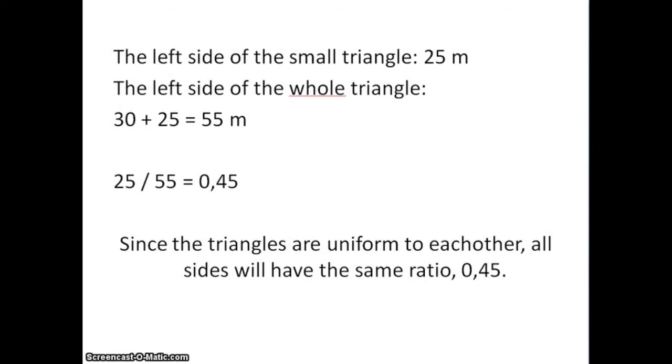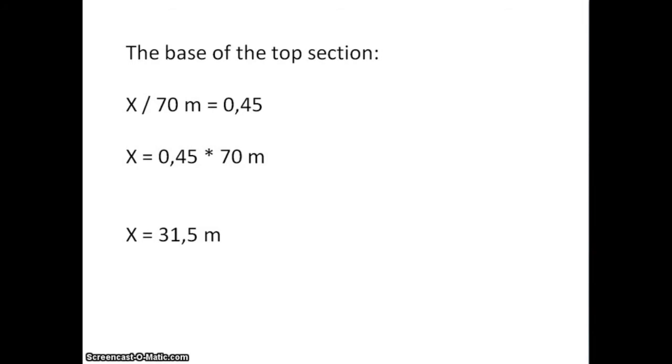Since the top section is uniform to the whole triangle, all sides must follow this ratio, and we can solve for x using it. Sigrid starts by solving how long the base of the top section must be. In order to do this, she uses algebra. She knows that x divided by 70 must be 0.45. The ratio is always the same in uniform objects. To solve for x, she takes 0.45 times 70 and figures out that the base of the top section must be 31.5 meters long.